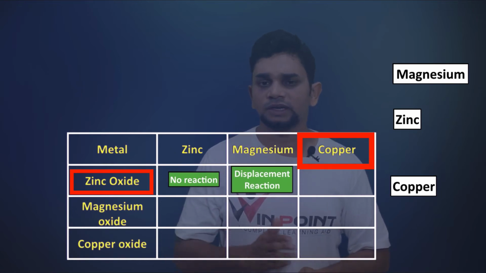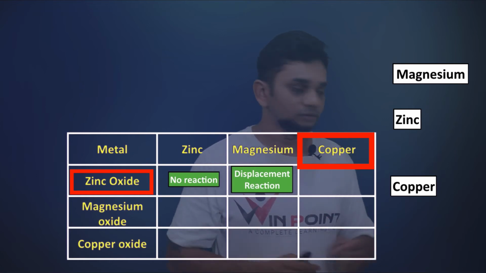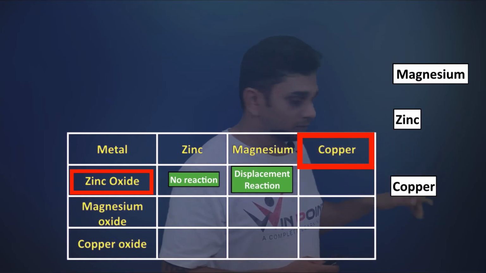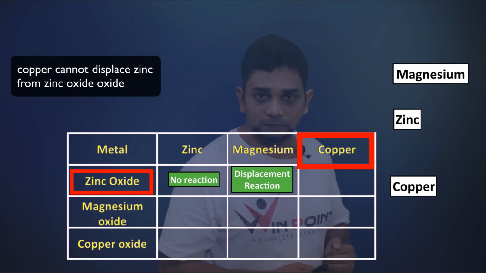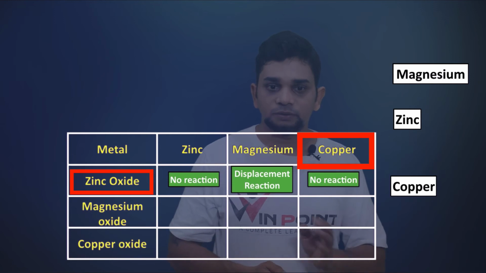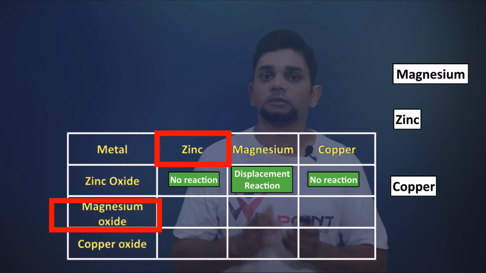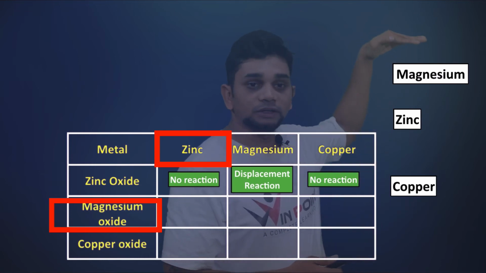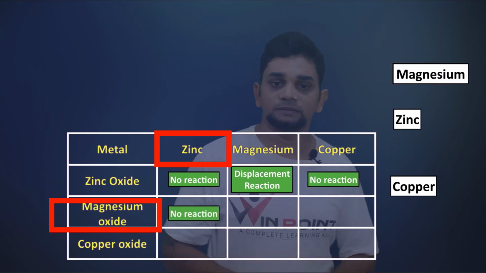Next one, zinc oxide with copper. Which one is more reactive, copper or zinc? Here copper is at the bottom and zinc is in the middle. Compared to copper, zinc is more reactive. So there won't be any reaction. It is no reaction. Next one, magnesium oxide and zinc. Which is more reactive? Magnesium is at the top. Magnesium is most reactive, so there is no reaction.